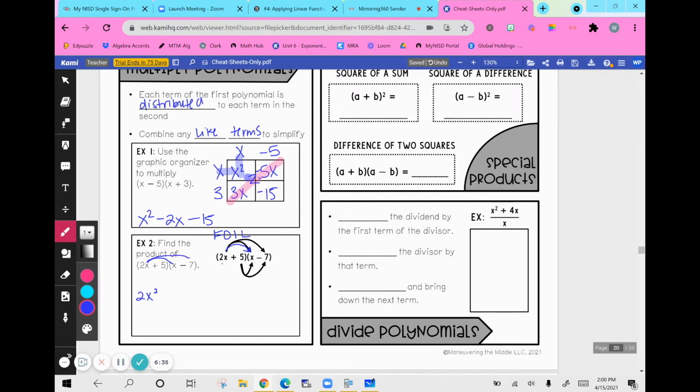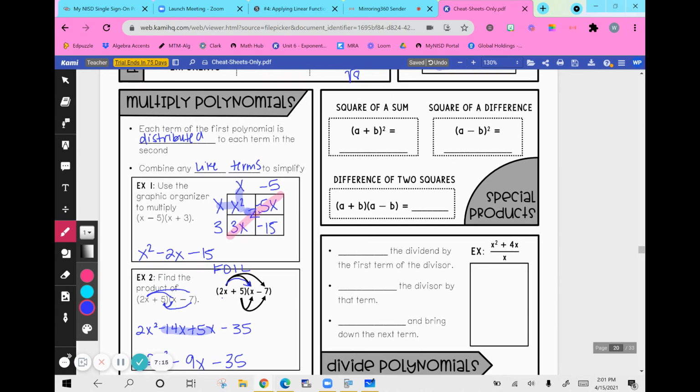Then 2x times negative 7, because that's your outer, is negative 14x. Then we're going to do our inner two terms, which is 5 times x, so that's plus 5x. And then you do your last: 5 times negative 7 is negative 35. And again, you have those middle terms that you have to combine. So we have 2x squared, negative 14x plus 5x is going to give me negative 9x, and then minus 35. And that's my answer there.